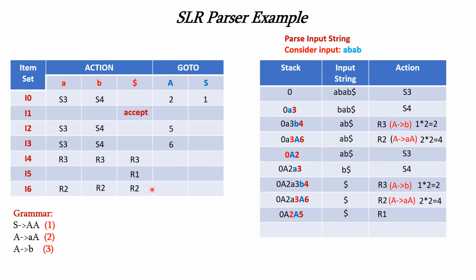5 and dollar is R1. So what is R1? S tends to AA. Your RHS contains 2 symbols, so 2 into 2 is 4. Pop out 4 symbols from the top of the stack. Till A we have to pop out, and we have to replace it with the left hand side, that is S. So 0 S. Consider 0 and S. 0 and S is 1, so write 1. Dollar is the input symbol, and 1 comma dollar we have to compare. 1 comma dollar is accept.